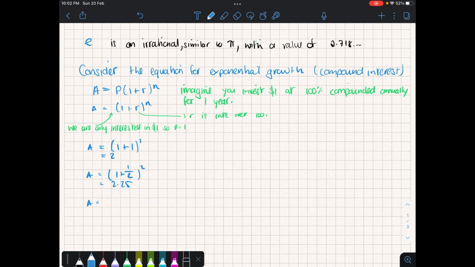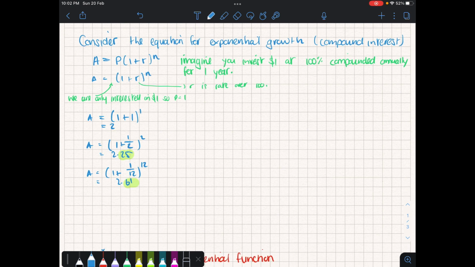And we can continue this, right? And we could say, well, logically, most banks don't pay interest twice a year, they pay interest every month, right? So we take the same 100%, we're going to divide it by 12 months, and we'll have 12 compounding periods. And we'll end up with $2.61. Now that seems quite a massive jump. So we've gone from 25 cents to 61 cents different just by compounding for an extra 10 months.